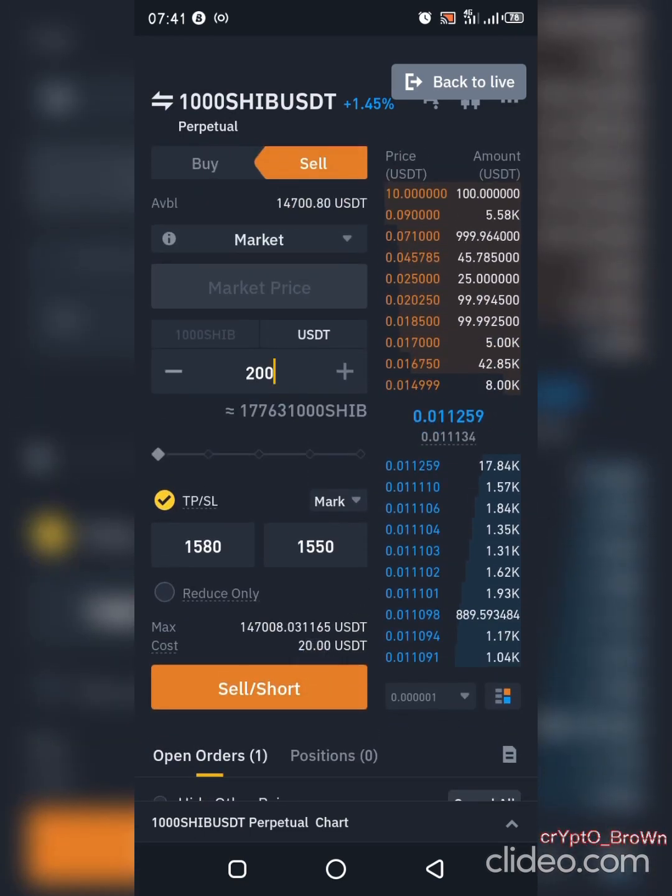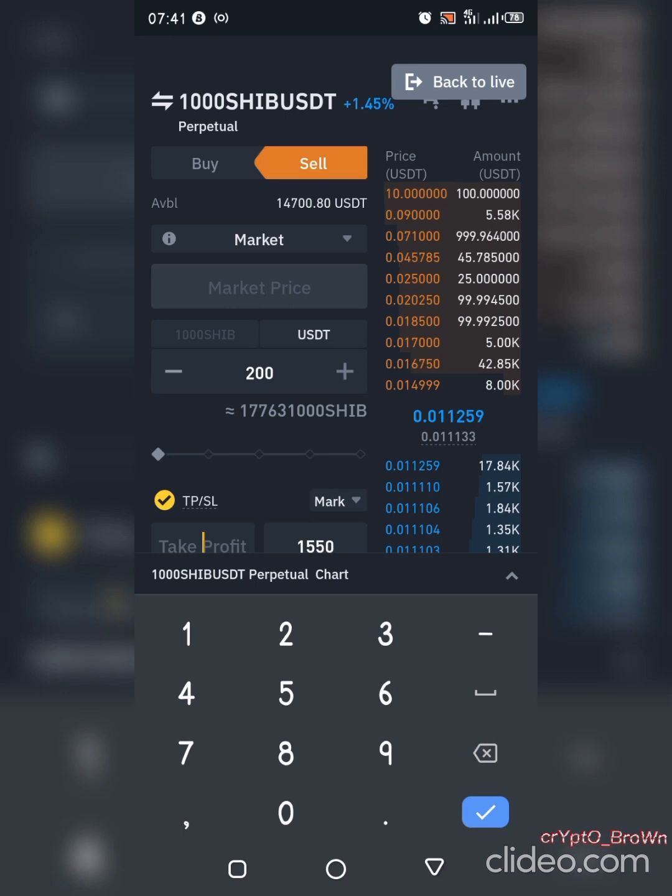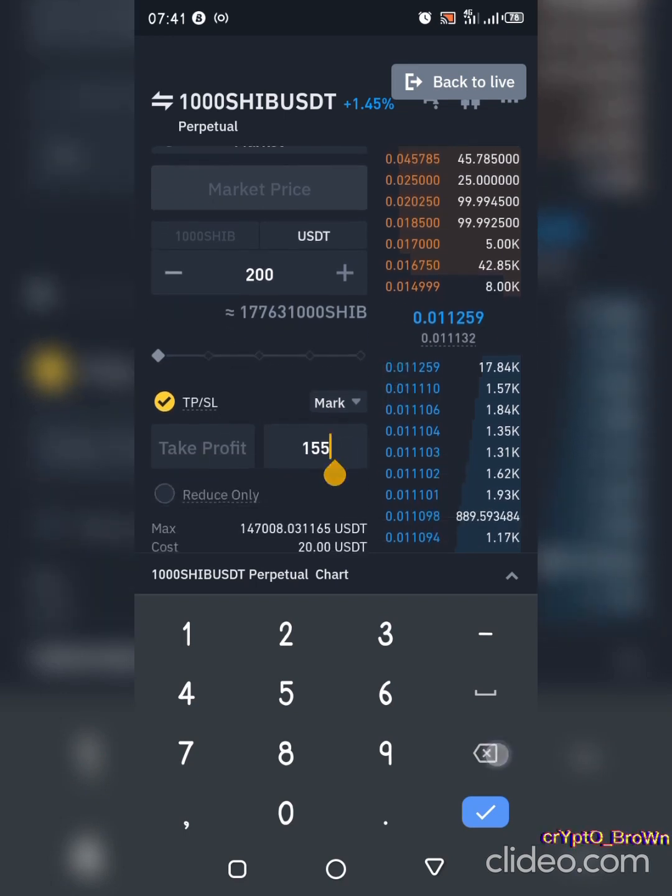When you click on sell, it means your order will be triggered immediately. Now for the sell, you make sure that your take profit and your stop loss are also indicated over here. You can use the price. So the current price of it is 0.011259. So that's your take profit. But because we want to gain on this, you use 0.011267.